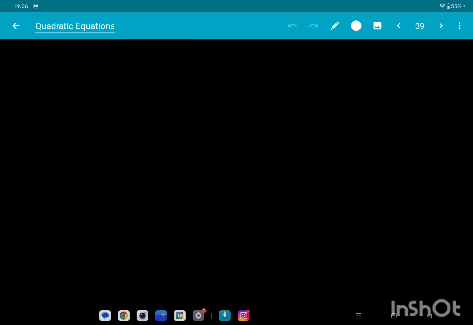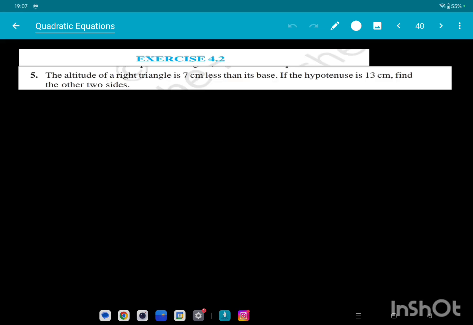And now we will move on to the next question. Here the next question is, the altitude of a right triangle is 7 centimeters less than its base. If the hypotenuse is 13 centimeters, find the other two sides. This is our altitude, which is the angle should be 90 degrees. And the altitude of the right triangle is 7 centimeters less than its base. Here it was given, it was hypotenuse.